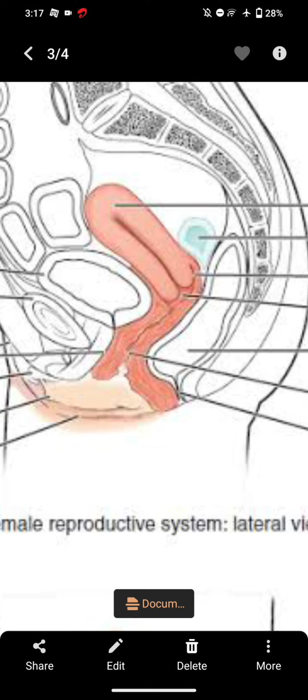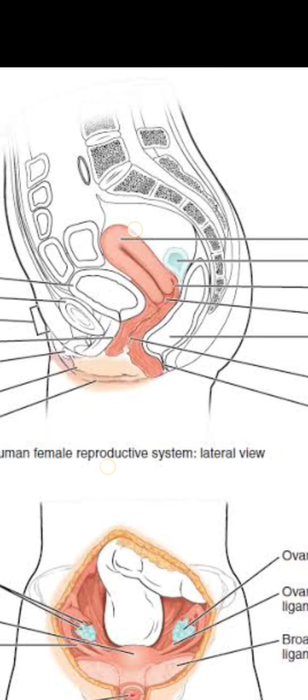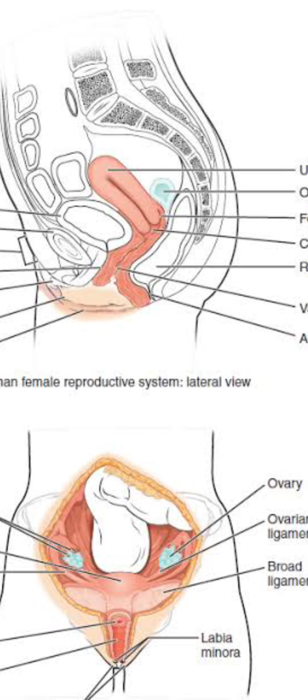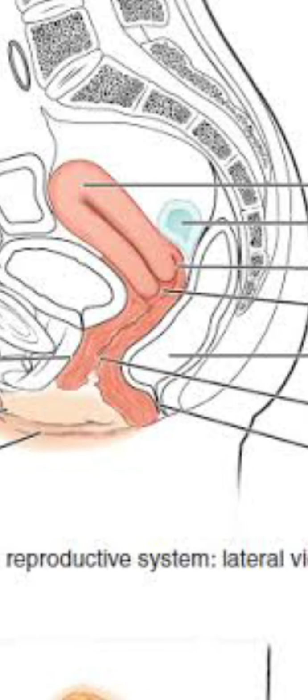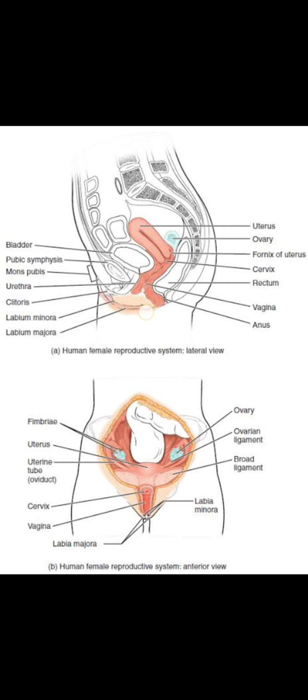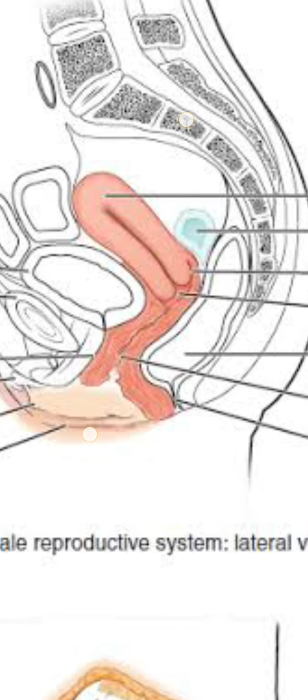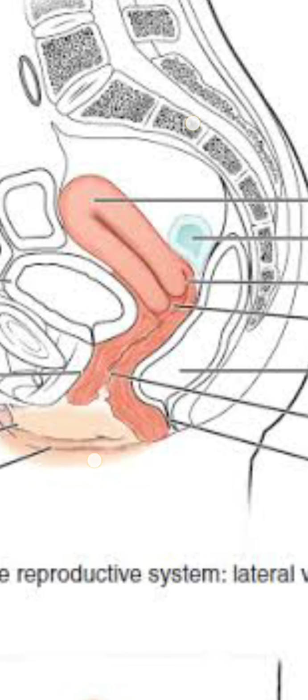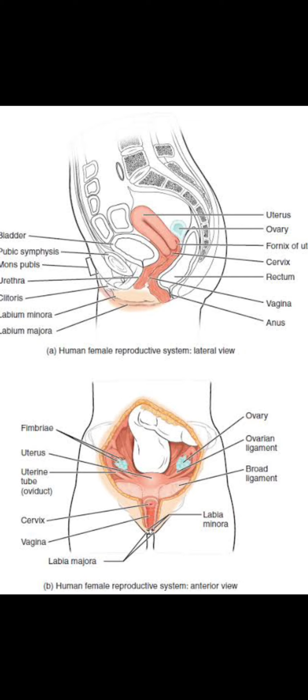The position of this uterus is anteverted and anteflexed. See, this is the uterus. It is not in a straight line. It is anteverted, meaning it is slightly bent, and it is anteflexed in position. So memorize these words: anteverted and anteflexed.